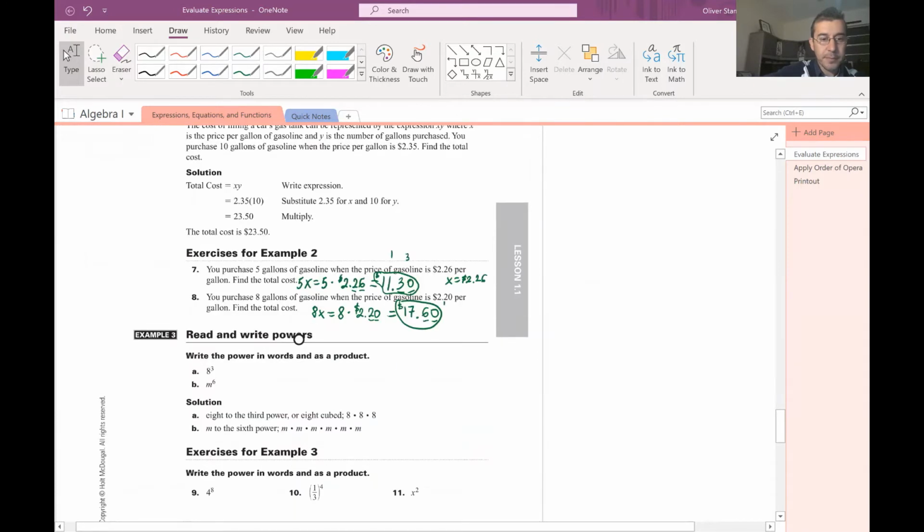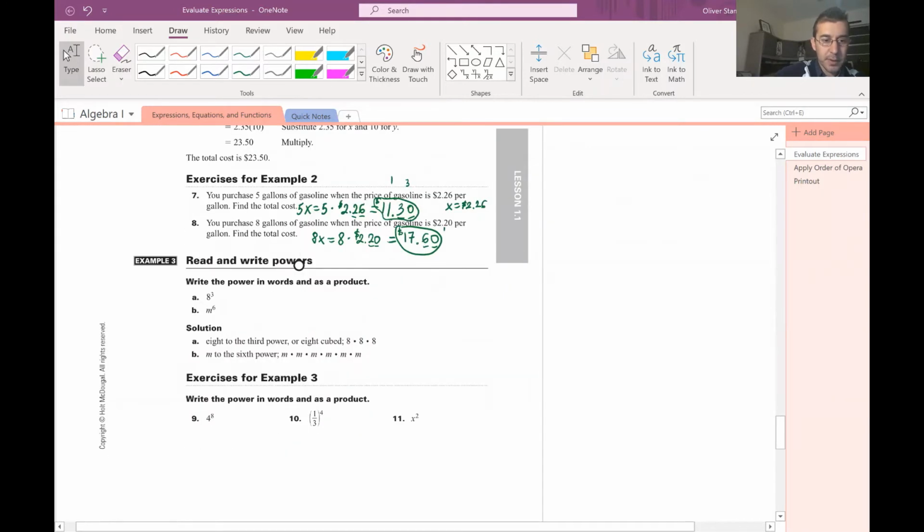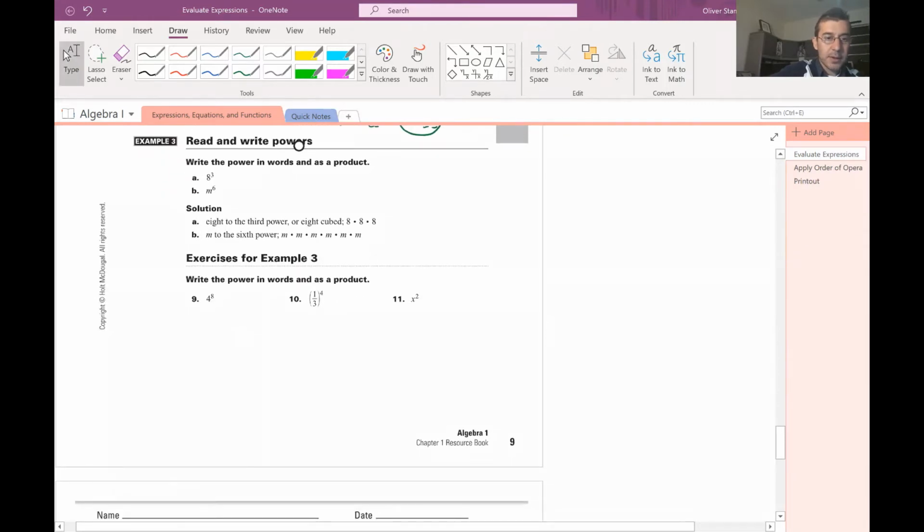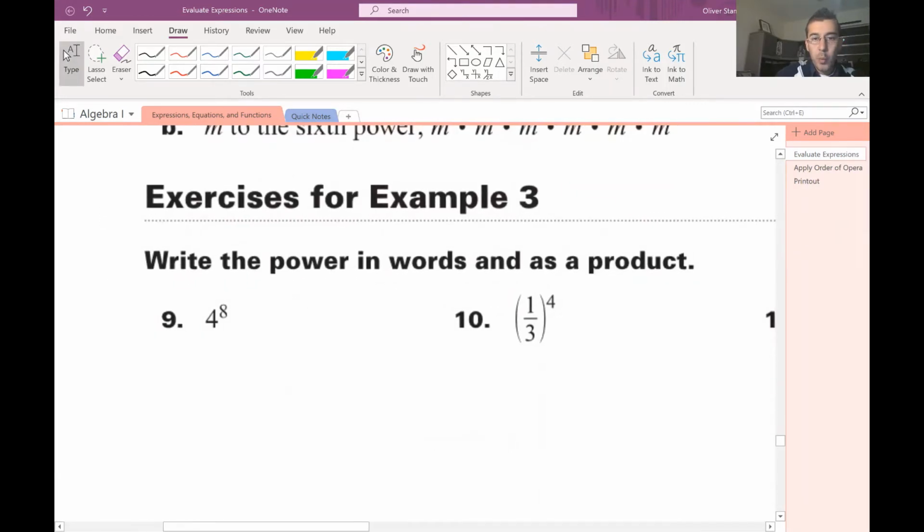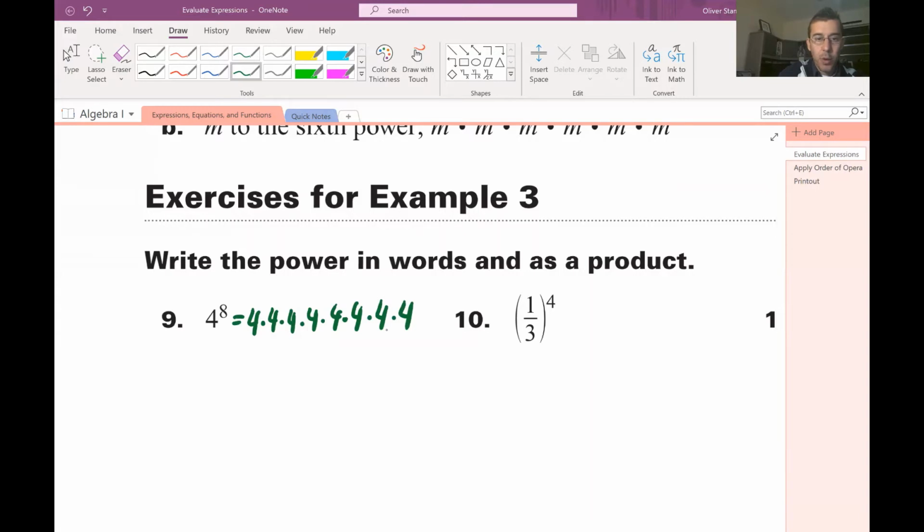And then we have 3 more, I believe. 9, 10, and 11. Number 9 is write the power in words and as a product. As a product, this would be 4 times 4 times 4 times 4 times 4 times 4 times 4 times 4. 1, 2, 3, 4, 5, 6, 7, 8. Okay. So that would be the power as a product, and then the power in words, it would be 4 to the 8th power.